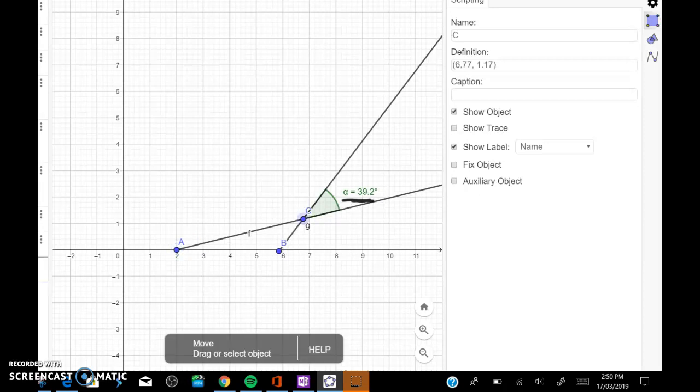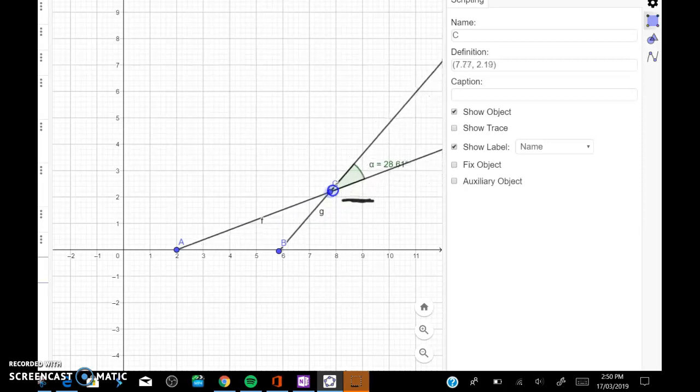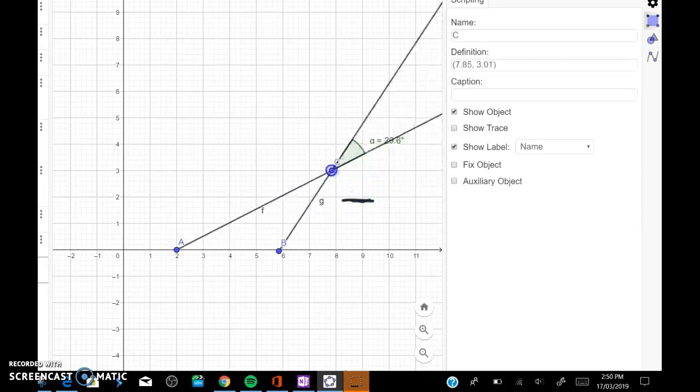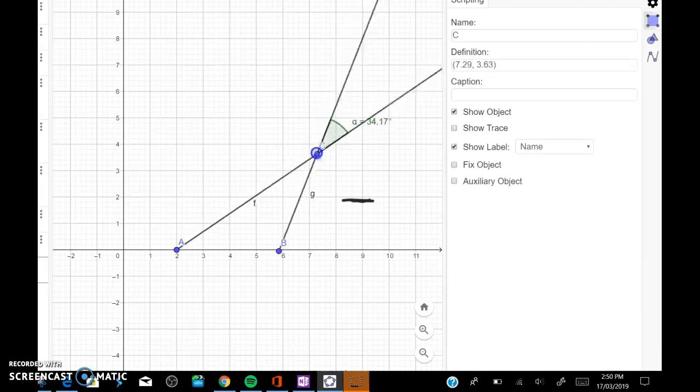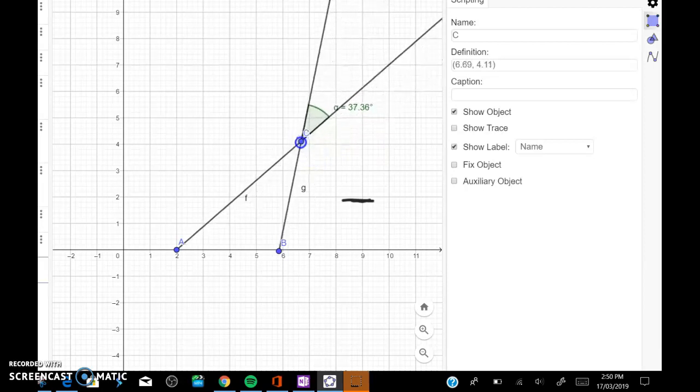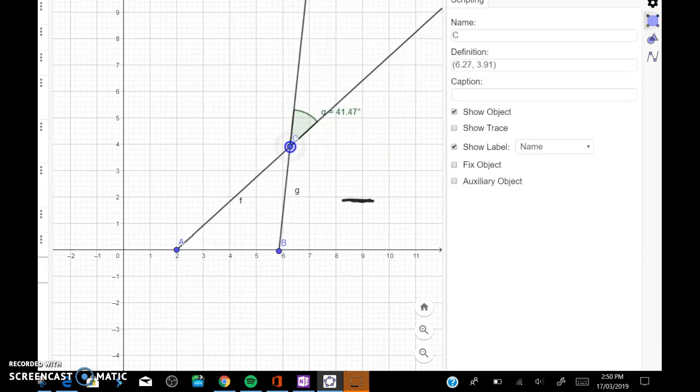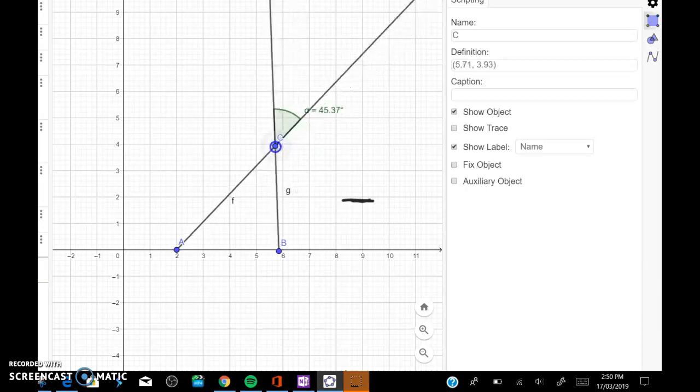So I'm going to try and move C. So look what's happening. As I just randomly wiggle this around, the angle that's formed is not 45 degrees. So let's see if we can find the first place where it is. So you can see we're getting warmer, getting very close now to 45 degrees. And I'm going to stop when I get pretty close.